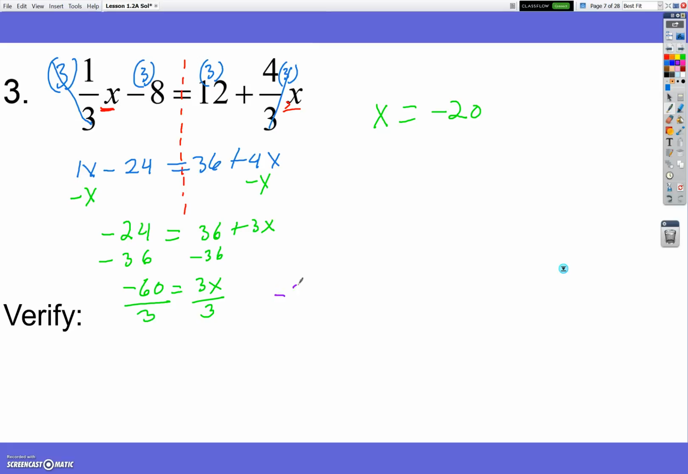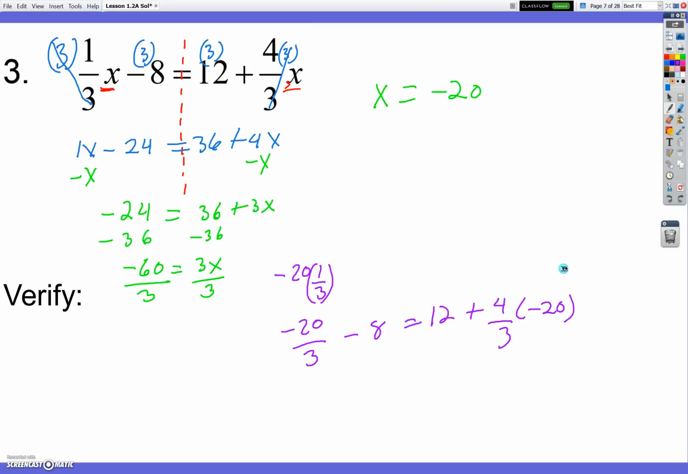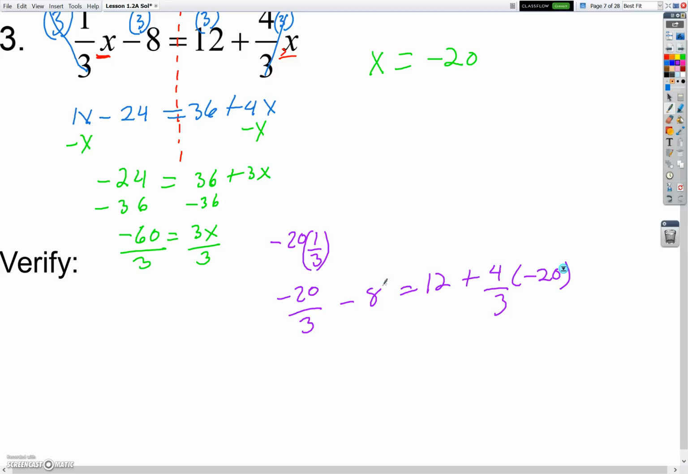If I have negative 20 times 1/3, that would give me negative 20 over 3, minus 8 is equal to 12 plus 4 over 3 times negative 20. Alright, so now what I want to do is combine like terms here. And if I have negative 20 all over 3 minus 8, I need a common denominator. So this is going to look like negative 20 over 3 minus my common denominator, which is going to be 3, so I'm going to have 24 over 3, is equal to 12 plus 4 times negative 20 is negative 80, all over 3.